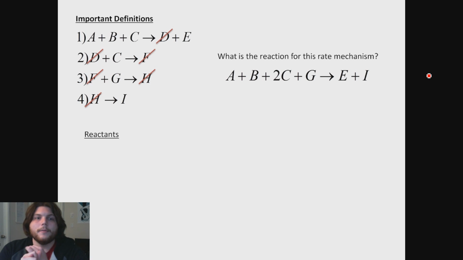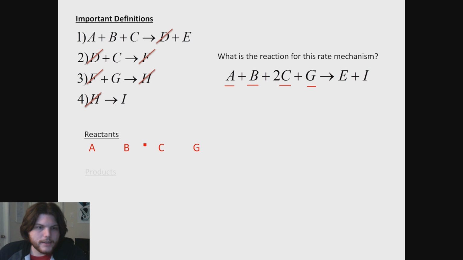First off, when we're talking about reactants, what are reactants in this mechanism? Well, a reactant is anything that is only a reactant. So here you can see it only is what we're starting with. We start with an A, a B, 2 C's, and a G. They're used up in the reaction. They don't appear anywhere else in the reaction. They're only on the reactant side. So those are going to be our reactants right there.